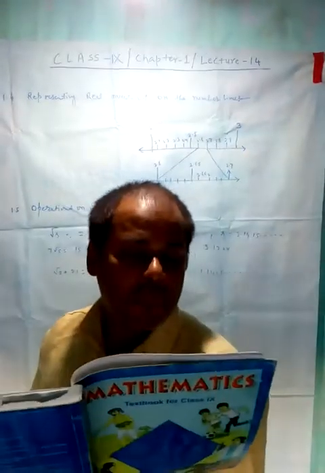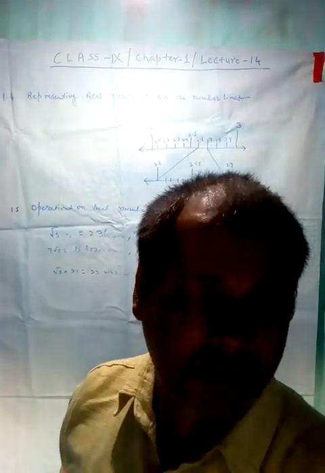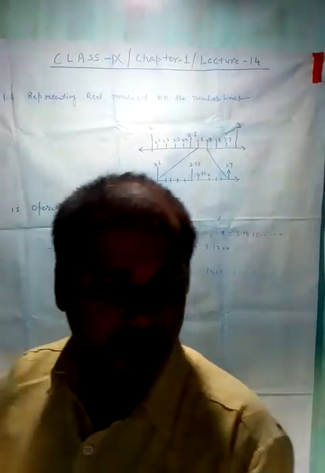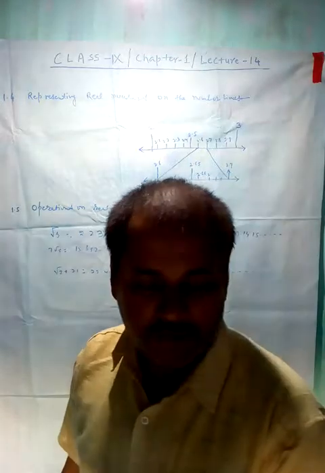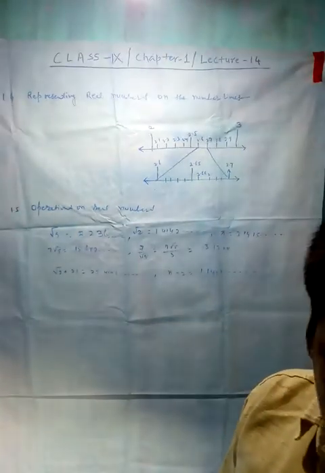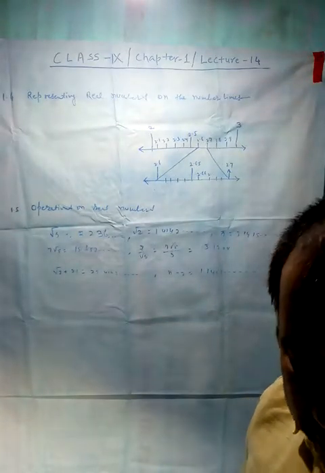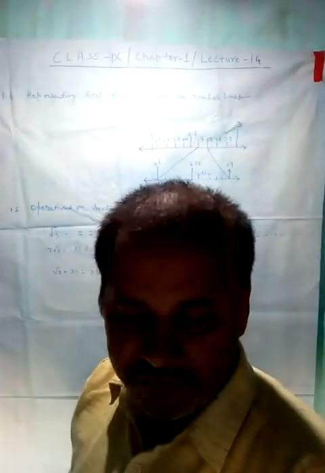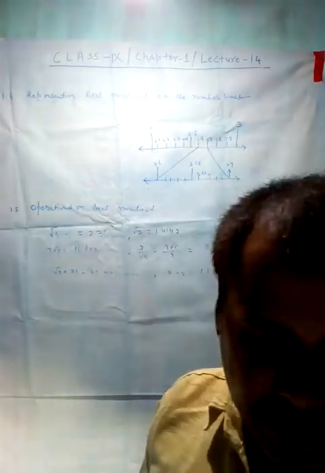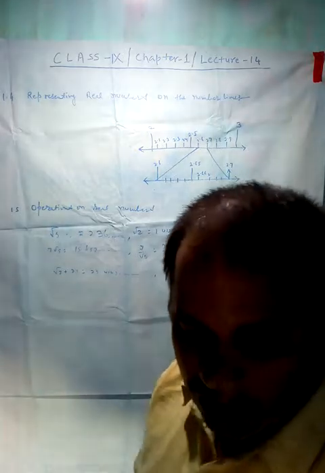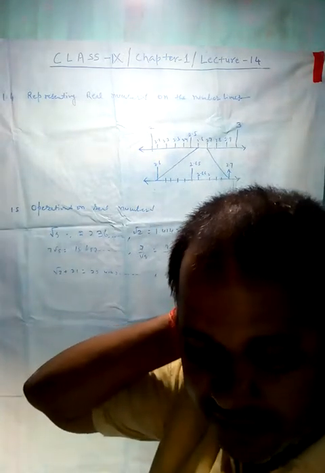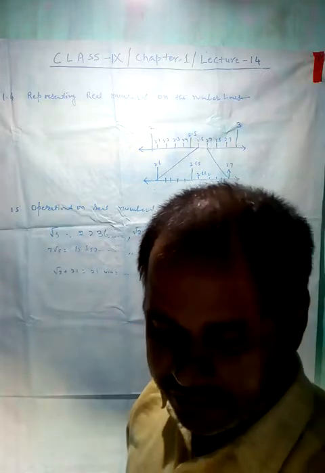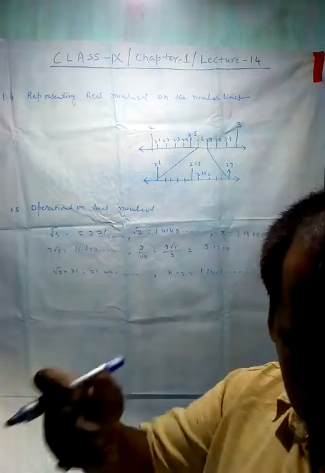Now 1.5, operations on real numbers. You have learned in earlier classes that rational numbers satisfy the commutative, associative and distributive laws for addition and multiplication. Moreover, if we add, subtract, multiply or divide (except by 0) two rational numbers, we still get a rational number. That is, rational numbers are closed with respect to addition, subtraction, multiplication and division.